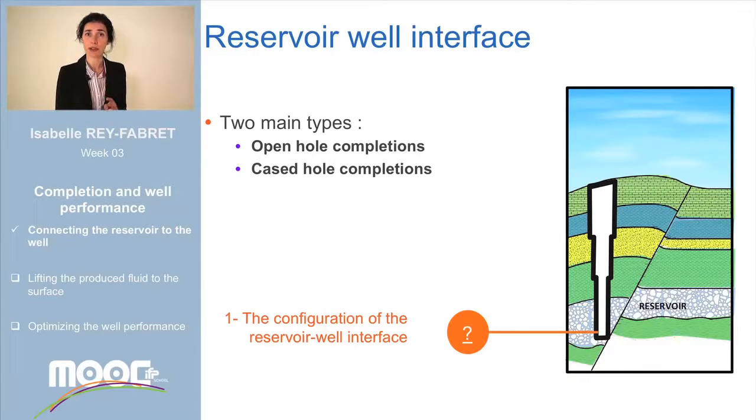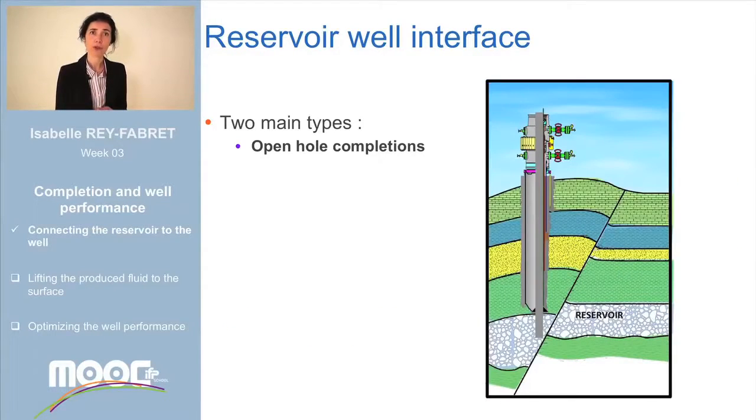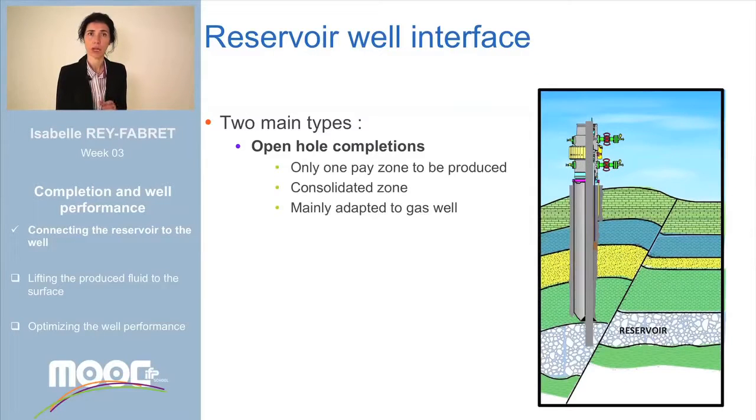There are two kinds of connection design: open hole completion or cased hole completion. If an open hole completion is chosen, there is no casing installed at the end of the last drilling phase. The well remains directly in contact with the reservoir. Such a solution is well adapted in the case of well-consolidated reservoirs, when the well produces from one reservoir layer only. It is particularly well adapted for gas wells.